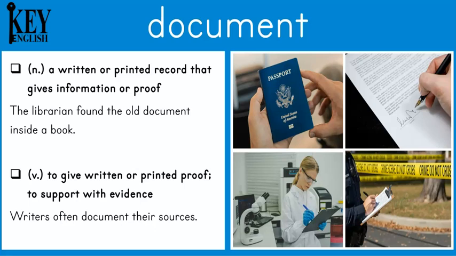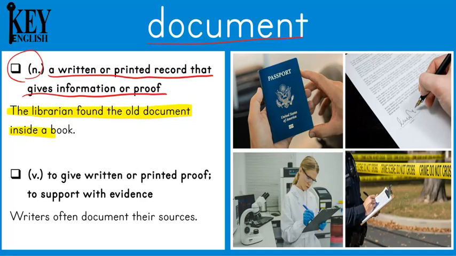Our next word is document. Document can be used as a noun or as a verb. As a noun, a document is a written or printed record that gives information or proof. For example, the librarian found the old document inside a book. So here a document is a thing. It's usually some kind of paper. It can be printed or it can be something someone wrote that gives some kind of information.